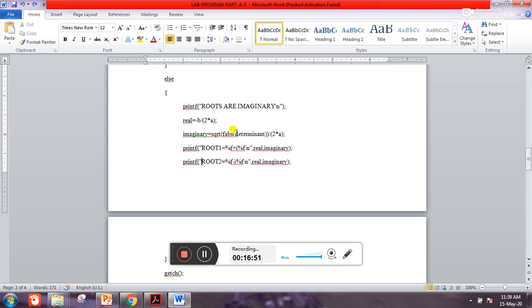Here fabs converts negative into positive. The determinant is nothing but b square minus 4ac. So that's the square root of b square minus 4ac divided by 2a. We have to find that out, so for root 1 percentage f.